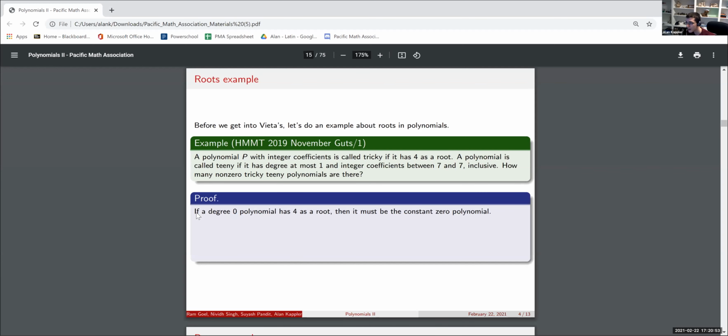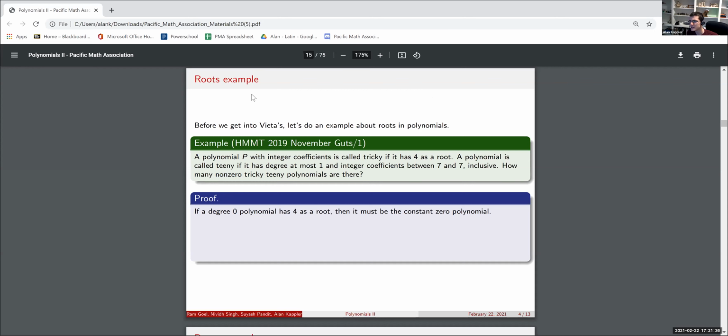So we have a degree zero polynomial with 4 as a root. Then it's gotta be the constant zero polynomial, because you can't really have a root of, say, 3.5 equals 0, much less 4 as a root. The only function that's actually true for x equals 4 is just 0 equals 0. And we have a restriction that our polynomial has to be non-zero. So that can't work.